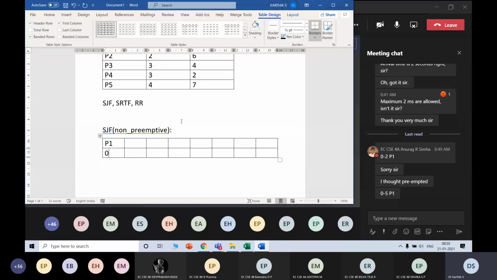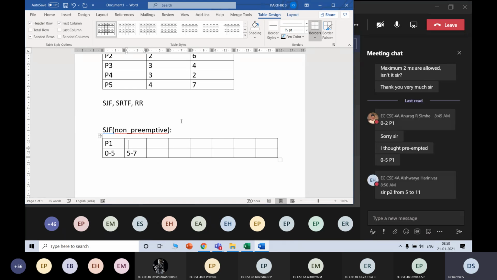P1 between 0 to 5, 5 to 7 is P4, then P3 between 7 to 11, then between 11 to 17 is P2, and lastly P5 between 17 to 24. Right, so this is how our Gantt chart will look.